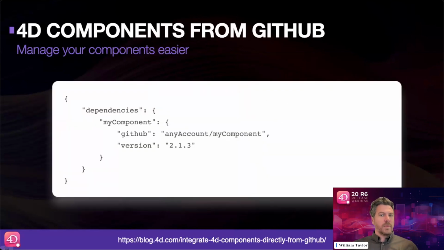As many of you know, 4D developers often rely on third-party components, especially those available on GitHub. Now, with this new feature, you can directly integrate the components within the components dependency manager. And what's even more exciting is that 4D can automatically retrieve components stored in repository releases. This means you can easily manage and update your dependencies straight from GitHub with just a few clicks.